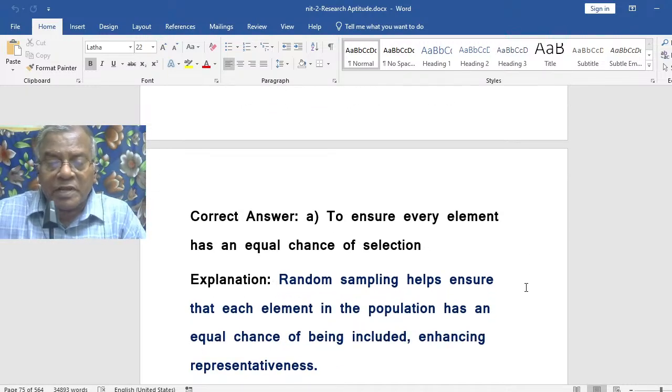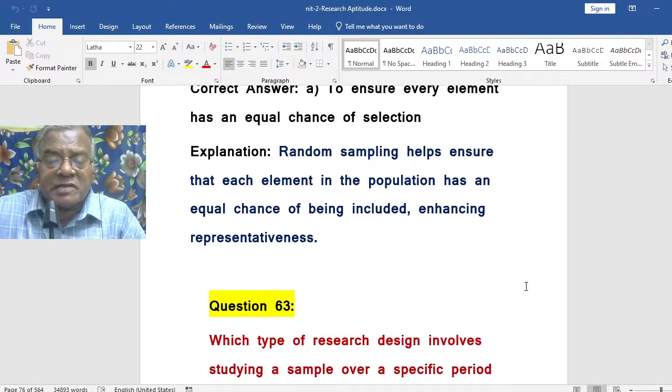That is random sampling. Random sampling means that without likes and dislikes of the researcher, he follows a particular pattern to choose the samples. In a random manner means in an objective manner. There are no likes and dislikes with regard to the collection of samples. That is called random sampling because it is very objective. Random sampling always gives certain objectivity in research. It helps ensure that each element in the population has an equal chance of being included, enhancing representativeness.